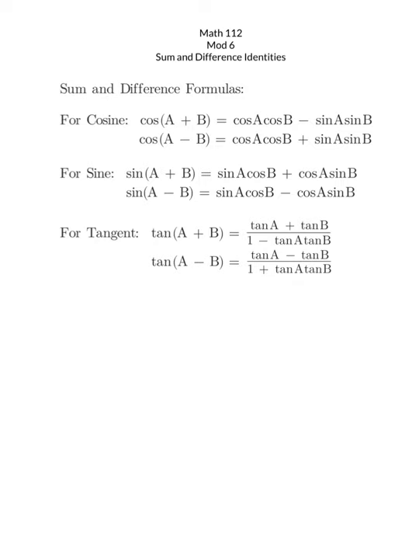Notice on the cosine formula that you do the cosine of the first angle times cosine of the second angle. And the sign between the terms is the opposite of the original. And then you do the sine of the first angle and the sine of the second angle.